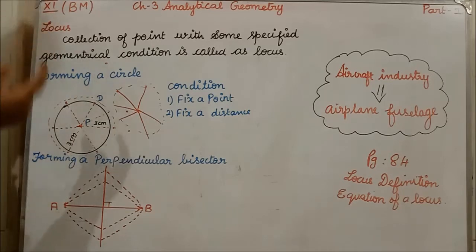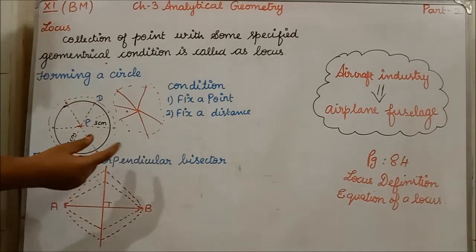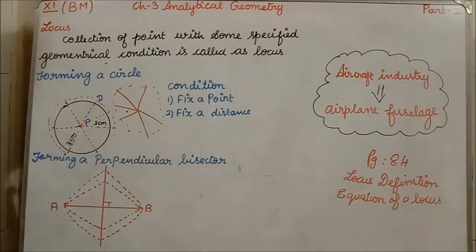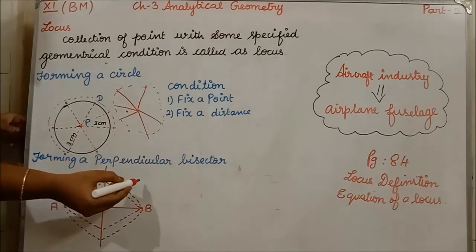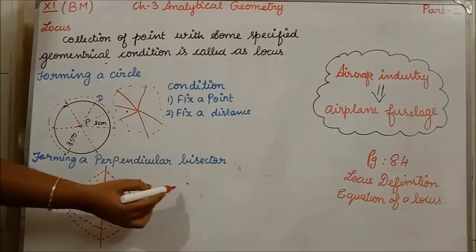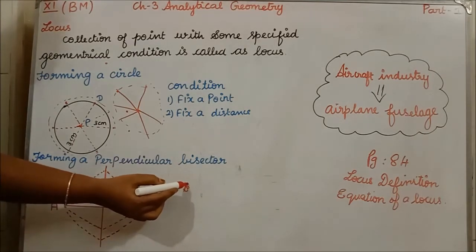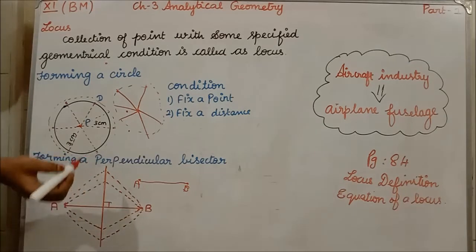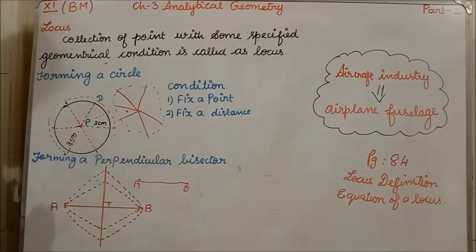Yes, in the locus concept, next we will see forming a perpendicular bisector. To form a perpendicular bisector, we have to take 2 points. Now this is point A and this is point B. If you join these 2 points, what do we get? We get a line segment, isn't it? Now let us find a point which is equidistant from the 2 points.